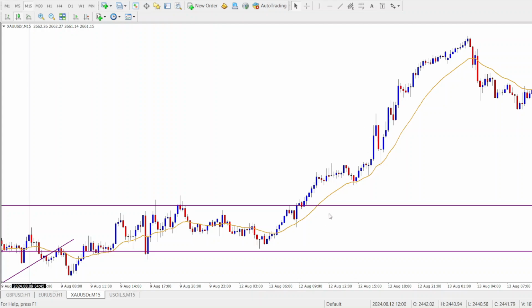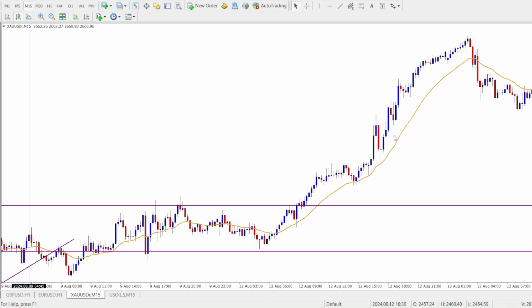For example, we had a hammer around here, right? We had a bullish candlestick pattern from around here. This one serves as extra confirmation. You can consider entering a buy right after the bullish candlestick pattern formed. So that serves as additional confirmation for the trade.